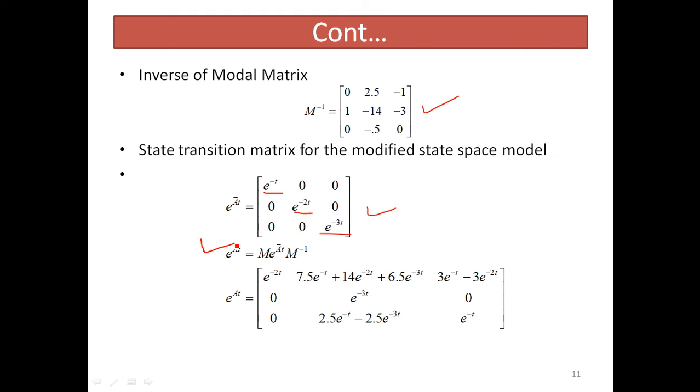Now the formula for the state transition matrix: e raised to At is equal to M into e raised to Λ bar t into M inverse. So put the values of M, e raised to Λ bar t and M inverse, multiply all of the matrices, and finally you will get this result, which is your state transition matrix using the diagonalization method.